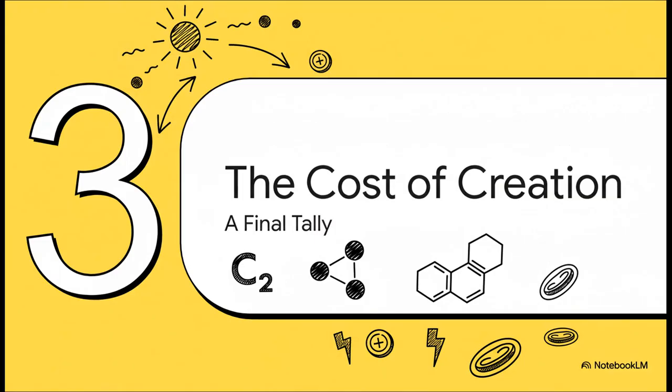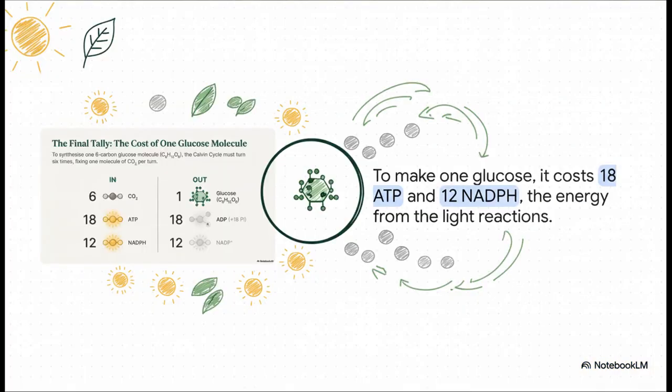So, after all that incredible molecular gymnastics, what's the bottom line? Let's do the final accounting and see what it actually costs in terms of energy to build one of the most important molecules for life. And here you have it. This is the price tag. To make just one single molecule of glucose, the sugar that powers so much, a plant has to pull 6 molecules of CO2 out of the air, and to do that, it has to spend a whopping 18 molecules of ATP and 12 molecules of NADPH. It is a really energy-intensive process. But the payoff? Well, the payoff is basically the foundation of our entire biosphere.